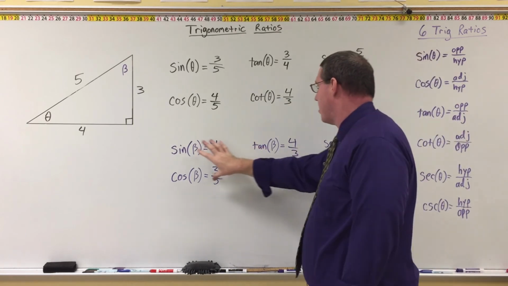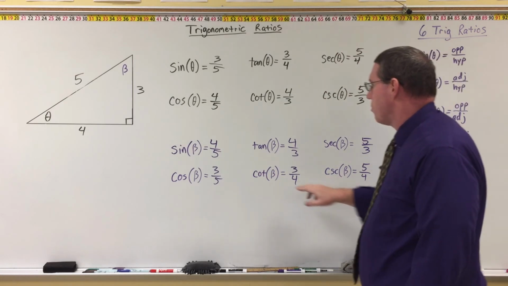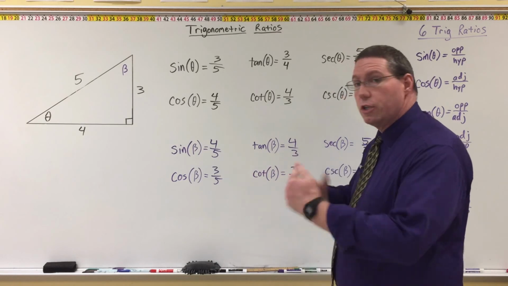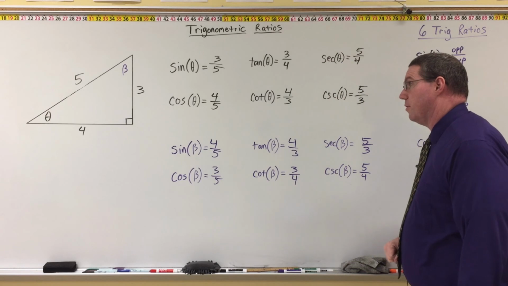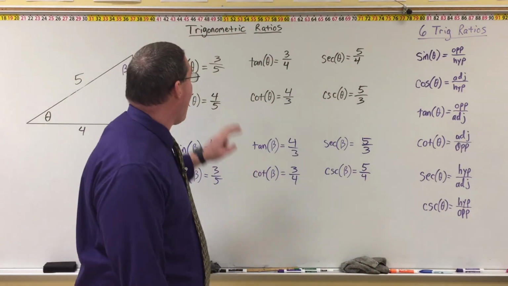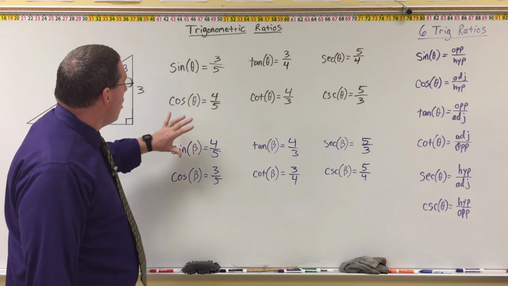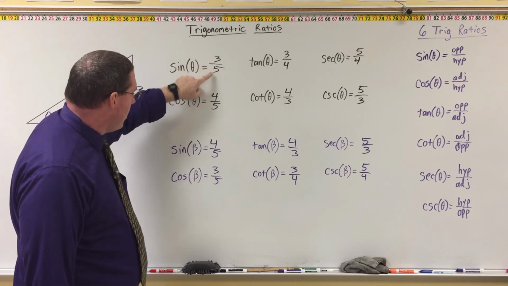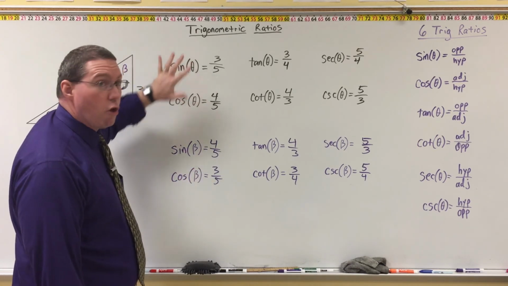The same exact thing happens down here for angle beta. Sine is 4/5, cosecant is 5/4. So sine and cosecant are always reciprocals of each other. Tangent and cotangent, always reciprocals of each other. And cosine and secant are always reciprocals of each other. The next thing you may have noticed is that going from angle theta to angle beta, sine of theta, 3/5, suddenly became the cosine for beta. And that is always going to be true.